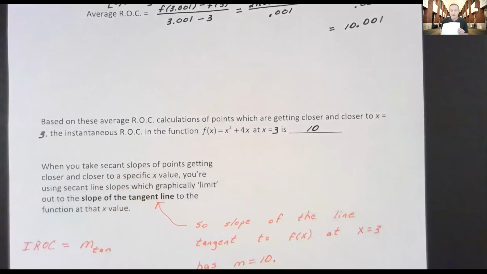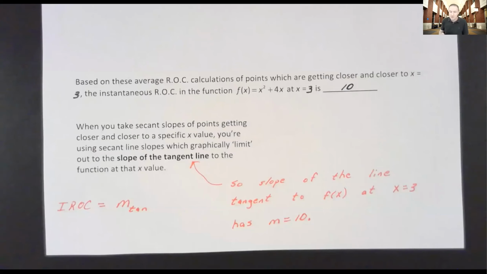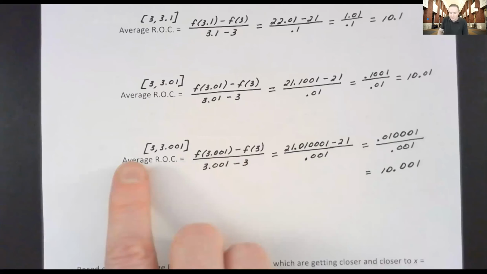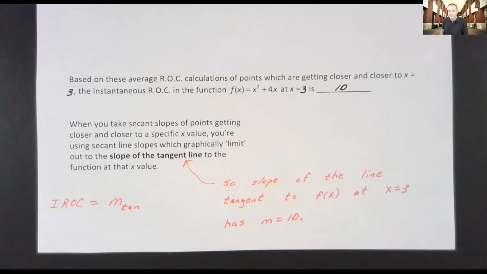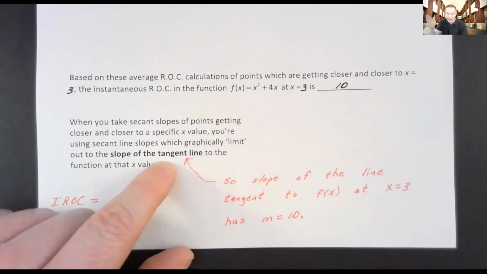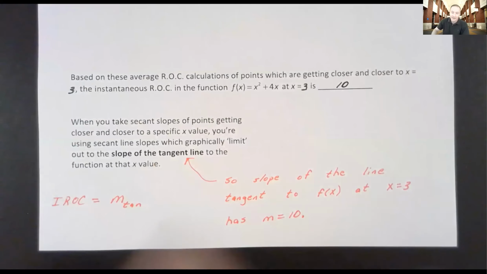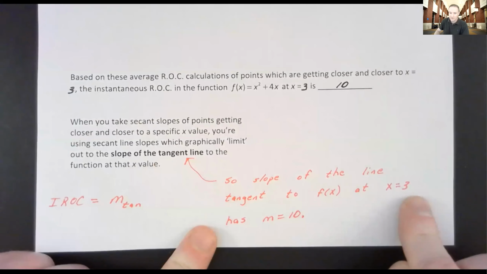When you take the secant slope of a point getting closer and closer to a specific value, we're using the slope of the secant lines. All of these are slopes of secant lines, but as their interval gets smaller and smaller, it's going to allow you to find the slope of the tangent line, which takes on the exact slope of your function at any one instant in time. So I can say the slope of the line tangent to f of x at x equals 3 has a slope of 10.